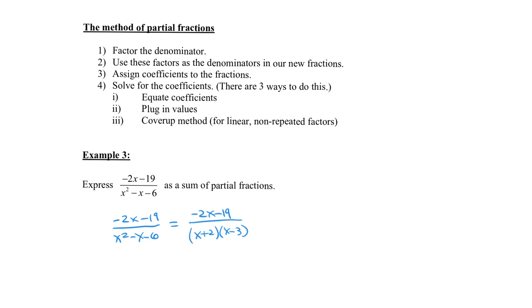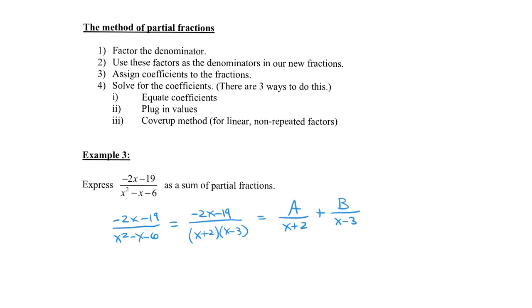And then we're going to use these factors as the denominators in our new fractions, and we're going to assign coefficients to the fractions. Okay, so all we're going to do is say, all right, I'm going to make one fraction have a denominator of x plus 2. I'm going to add it to another one with a denominator of x minus 3. And I'm going to assign coefficients in here. I'm just going to call them a and b. And then that theorem from modern algebra says that there will be a way to do this. There's going to be a way to find a and b such that these are actually exactly equal.